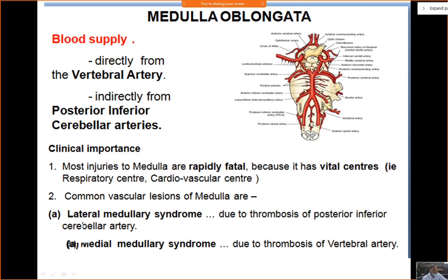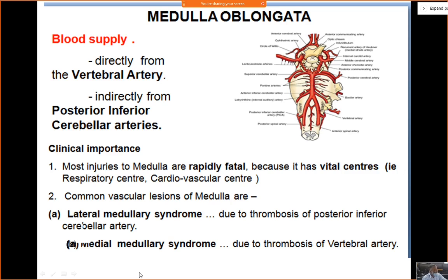Now what will happen clinically? Sometimes the vertebral artery may get a thrombus, or the posterior inferior cerebellar artery may get a thrombus. So if these vertebral arteries get a thrombus, then what will happen? Suppose here in this region the vertebral arteries get a thrombus. Then what will happen? Through the anterior spinal artery, it cannot get the blood supply. Ultimately the medulla will suffer. Which aspect? That is our ventral aspect of the medulla will suffer.